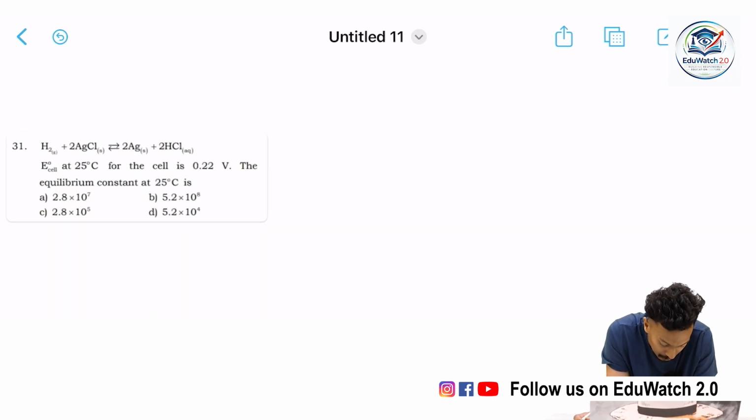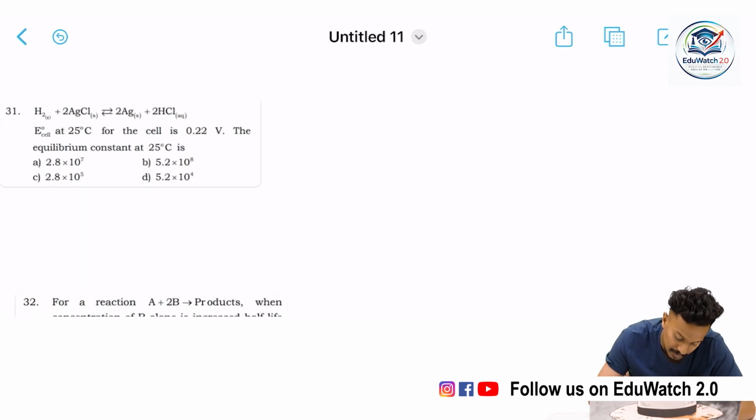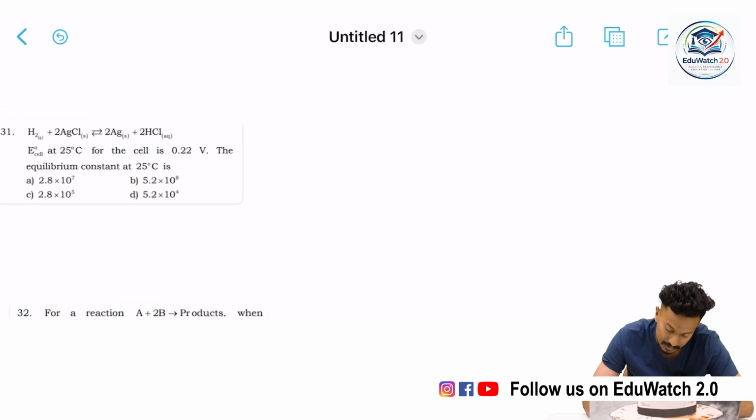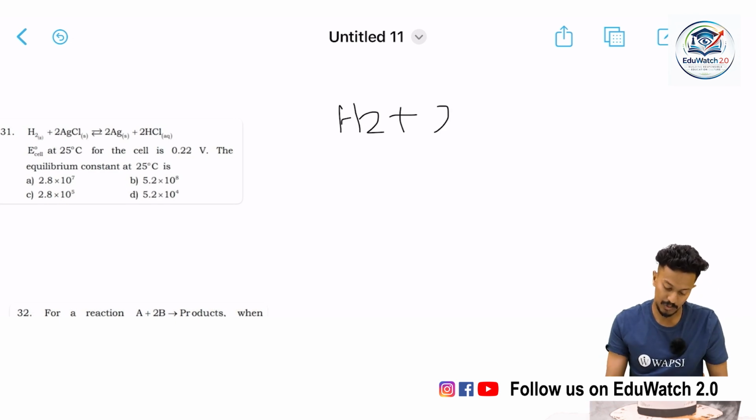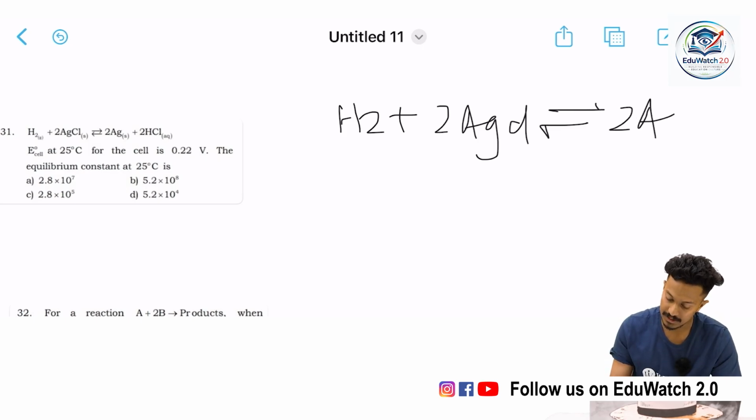Dihydrogen when treated with silver chloride gives silver with hydrochloric acid. That is our question right here, and we have to find the equilibrium constant at 25 degrees Celsius, where E cell for the cell is 0.22 volt. Yes, we have to find the equilibrium constant. Let me write down the reaction for this. When H2 is treated with 2AgCl, we get 2Ag with 2HCl.